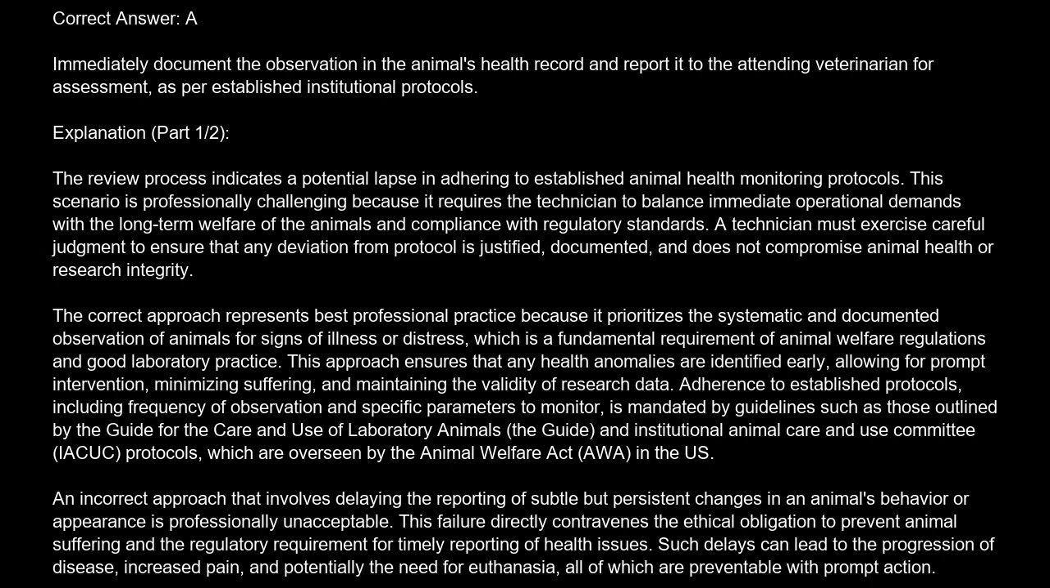An incorrect approach that involves delaying the reporting of subtle but persistent changes in an animal's behavior or appearance is professionally unacceptable. This failure directly contravenes the ethical obligation to prevent animal suffering and the regulatory requirement for timely reporting of health issues. Such delays can lead to the progression of disease, increased pain, and potentially the need for euthanasia, all of which are preventable with prompt action.